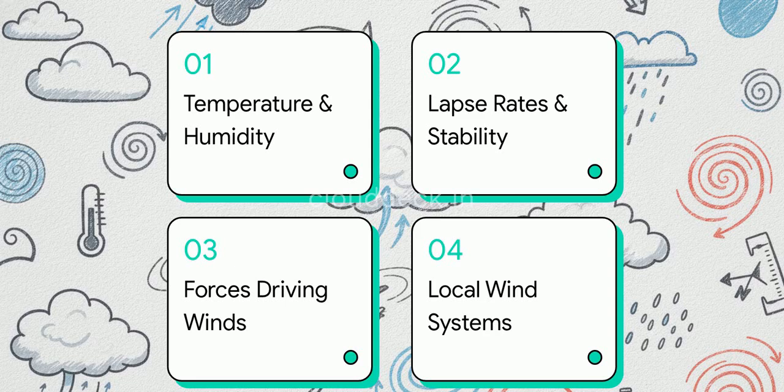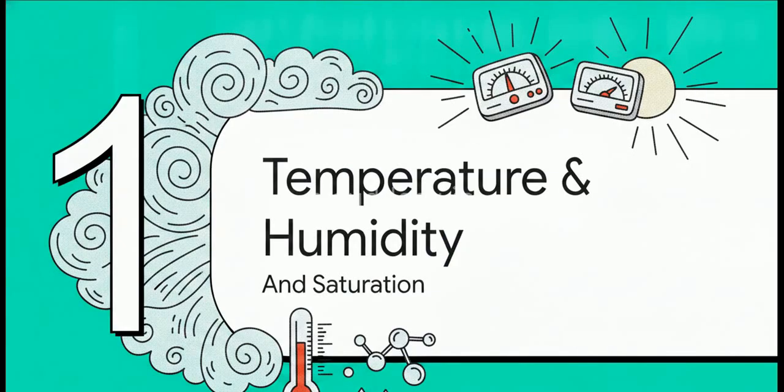First up, temperature, humidity, and saturation. Then, lapse rates and stability. Third, the forces driving our winds. And finally, local wind systems explained. We're pretty much moving from the micro level of a single air parcel all the way out to the macro level of global wind forces. Let's get into it. Section 1.